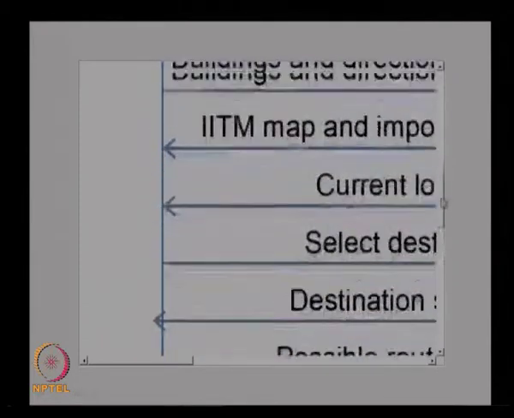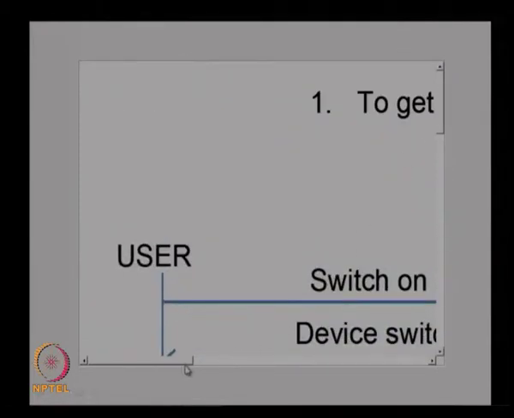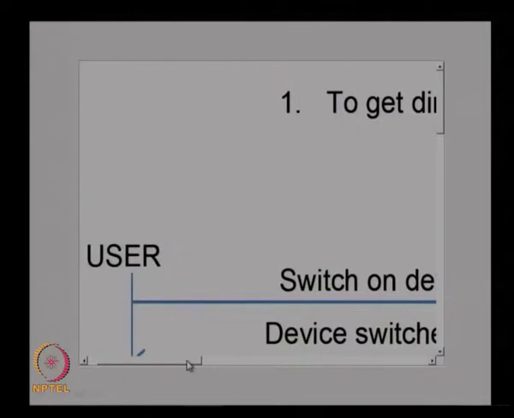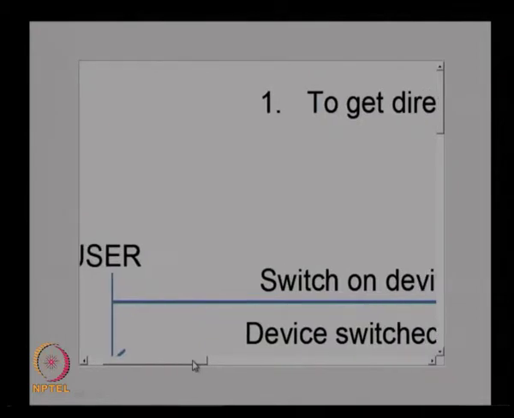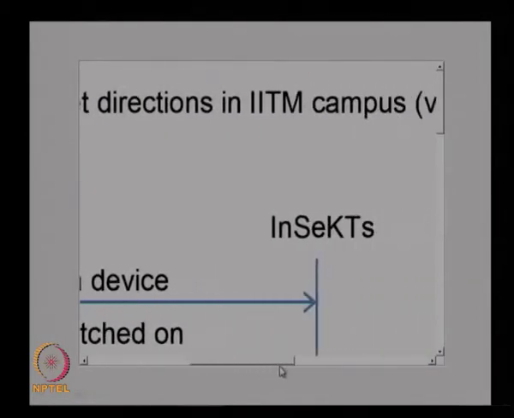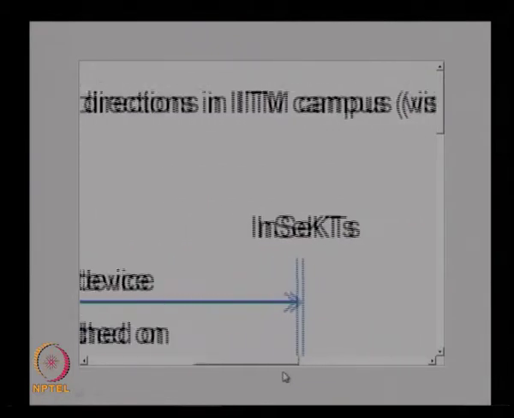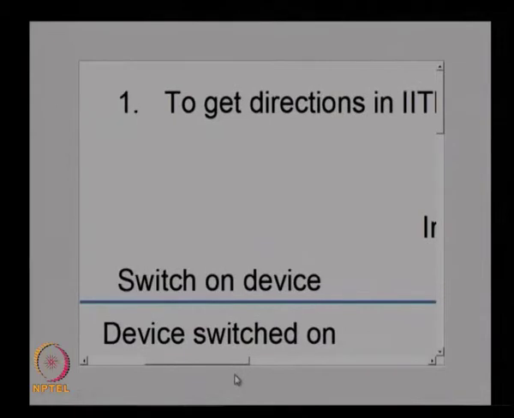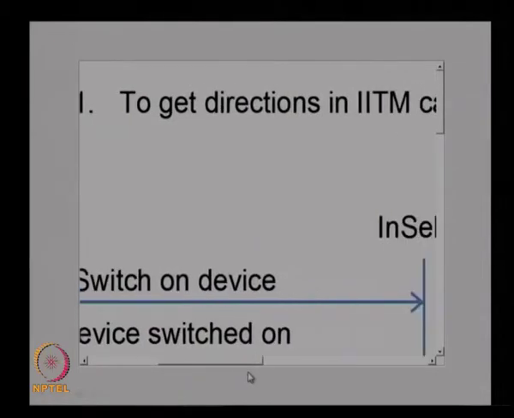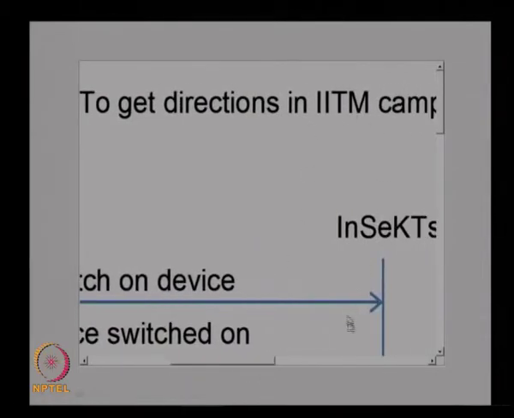Once we have these scenarios identified, the next task is to look at the input output trace of the scenarios. We discussed many scenarios, so we will just see how we write down the input output scenario, or input output trace, for the system. This is for the first one, to get directions in the IITM campus.